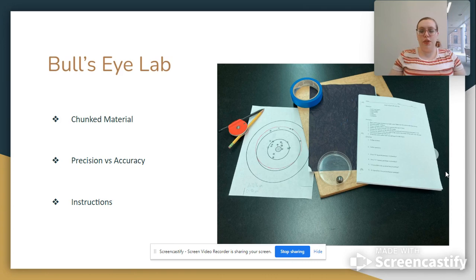So what we did first with regular physics was a bullseye lab. How I did this, I chunked the material as well as went over accuracy and precision and what the differences are, in which the instructions were to determine who is the most accurate and who is the most precise given the equipment, as well as finding your measurements on the bullseye sheet.